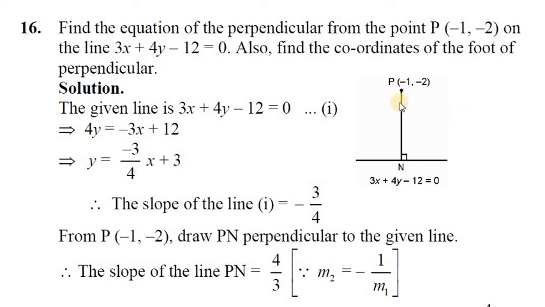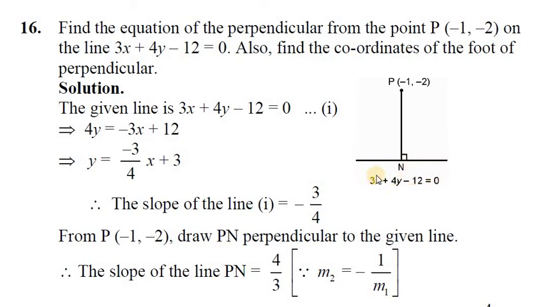So here, the equation of PN to find, if we look at the conditions, one information is given, that is a point P(-1, -2) which is lying on this perpendicular, or through which the line passes. So we have this information about the line to be required, that a point is given on the line. Another information is given, that this line is perpendicular to this line. So an equation of this line is given, that is this one.